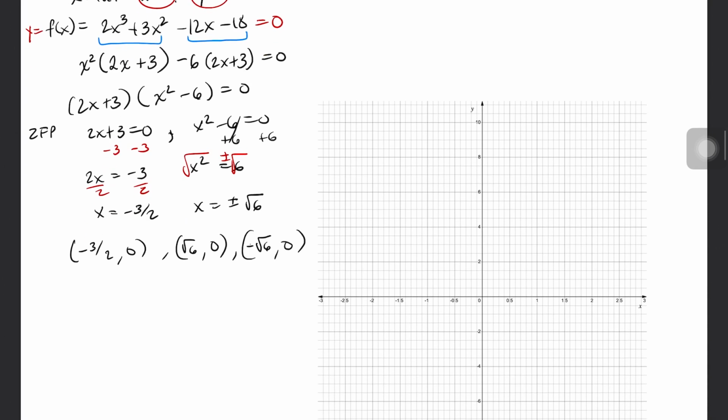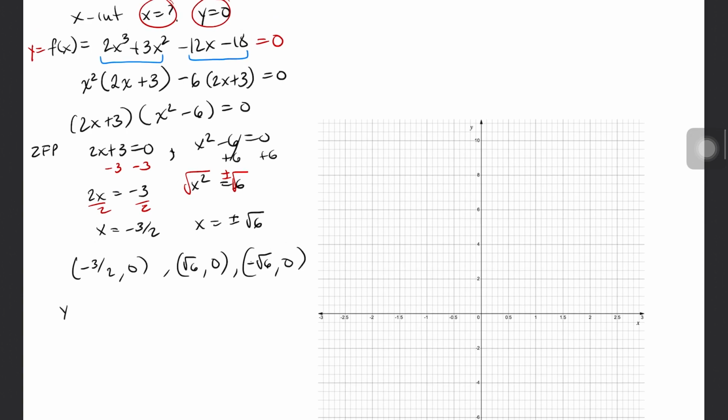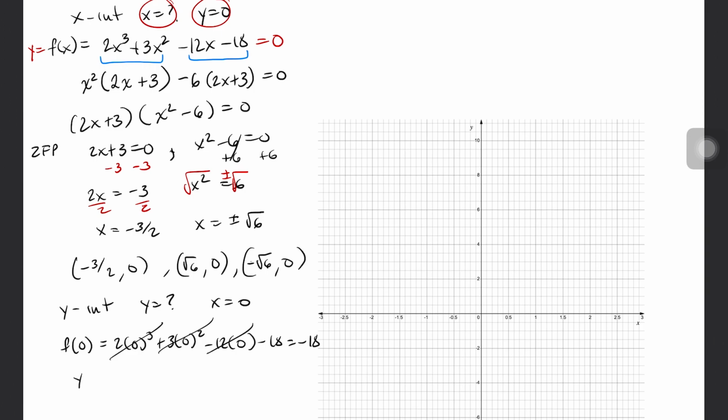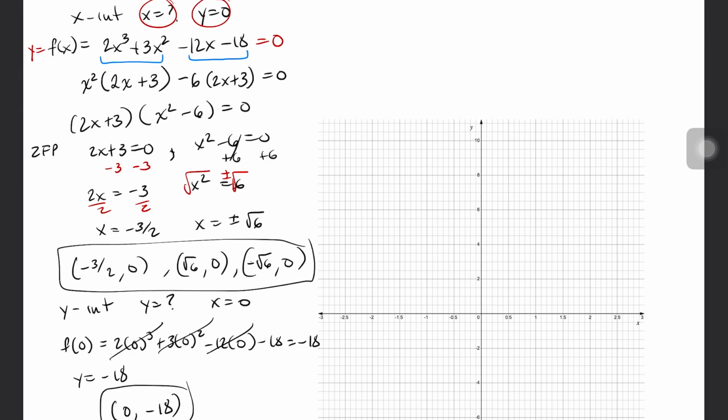Lastly, we're going to find the y-intercept. The y-intercept is very similar: we're looking for y when x is 0. That's much easier, because all we have to do is replace x with 0, which gives 0, 0, 0 equals minus 18. So y equals negative 18 when x equals 0. These are the intercepts of the function.